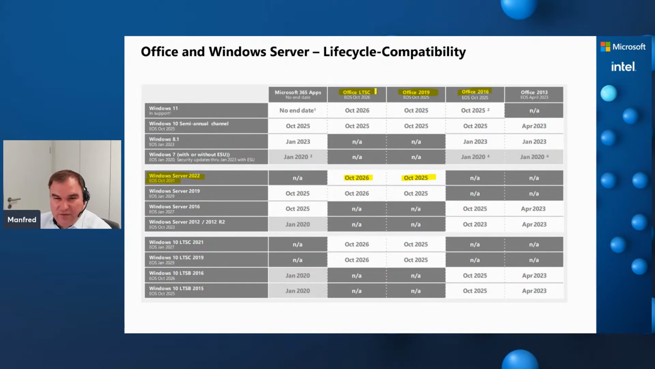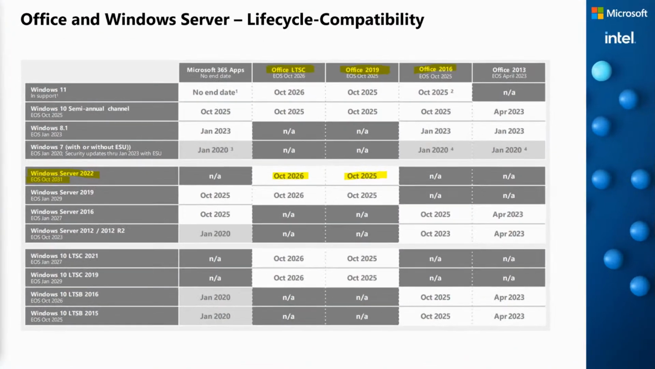So the LTSC, this is not the home and business, but this is a volume license version of Office. To be allowed to use Office in RDS scenarios, you need Office based on the volume license channel. And the Office is not licensed for the terminal server. It's not licensed for the RDS host, but the Office is licensed for the accessing device.